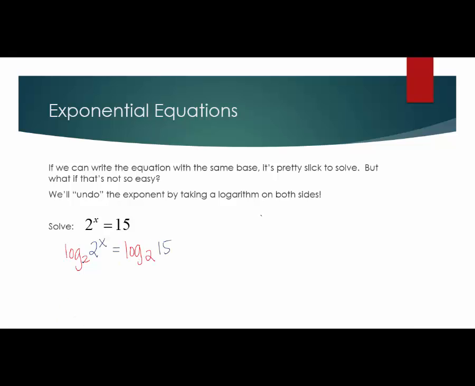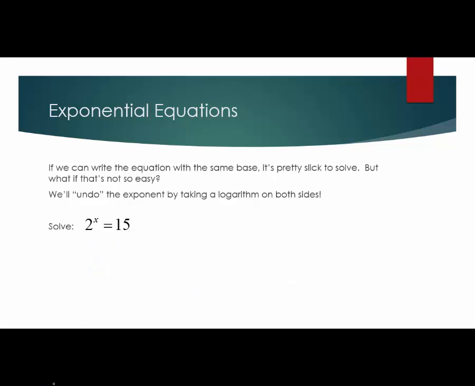On my left-hand side, the base 2 logarithm and the base 2 exponential undo each other, so this is just x. And as you can see, this is the same answer that we got previously. We might use a change of base formula and get a decimal approximation, but again, it's about 3.907.